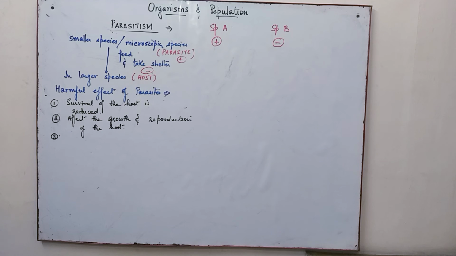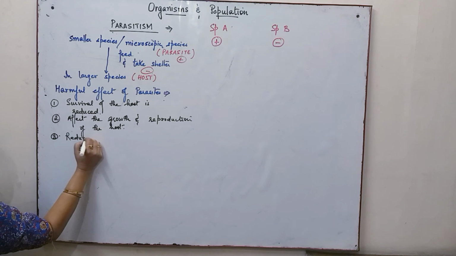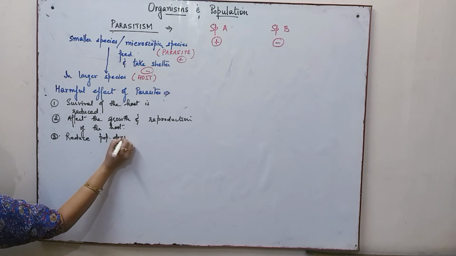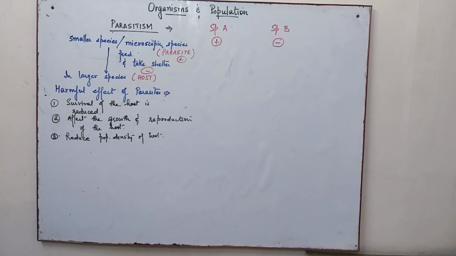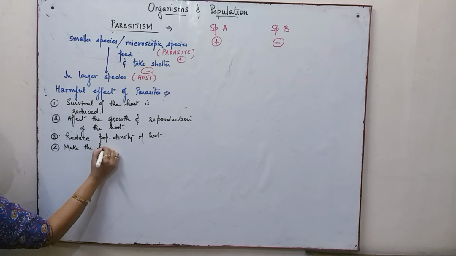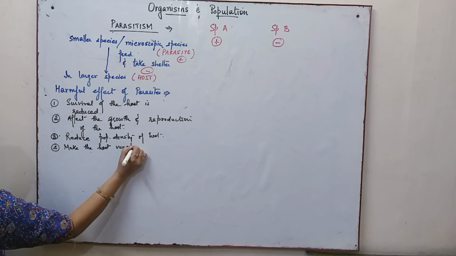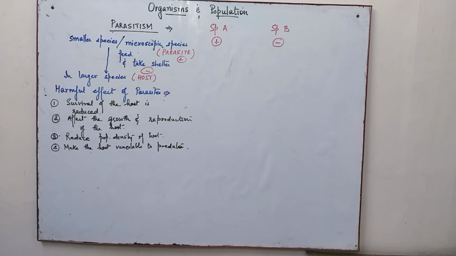The third important point is they reduce the population density of the host, because they are affecting the reproduction capacity. So they reduce the population density of the host. Another important way is they make the host vulnerable, because the host becomes physically weak. So they actually make the host vulnerable to predation, because they affect the entire system of the host.